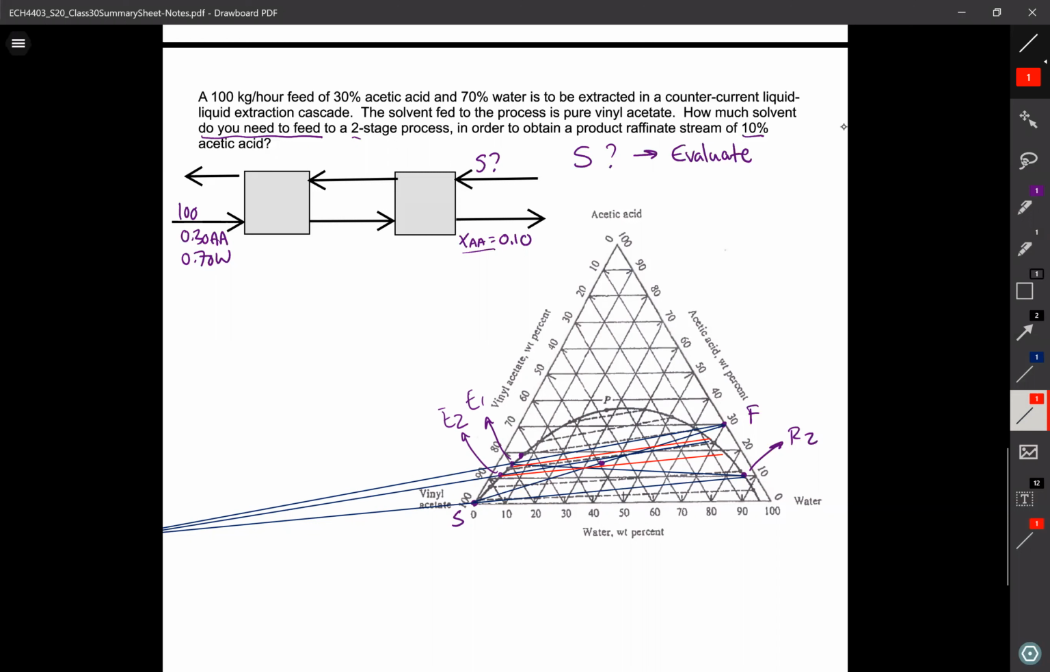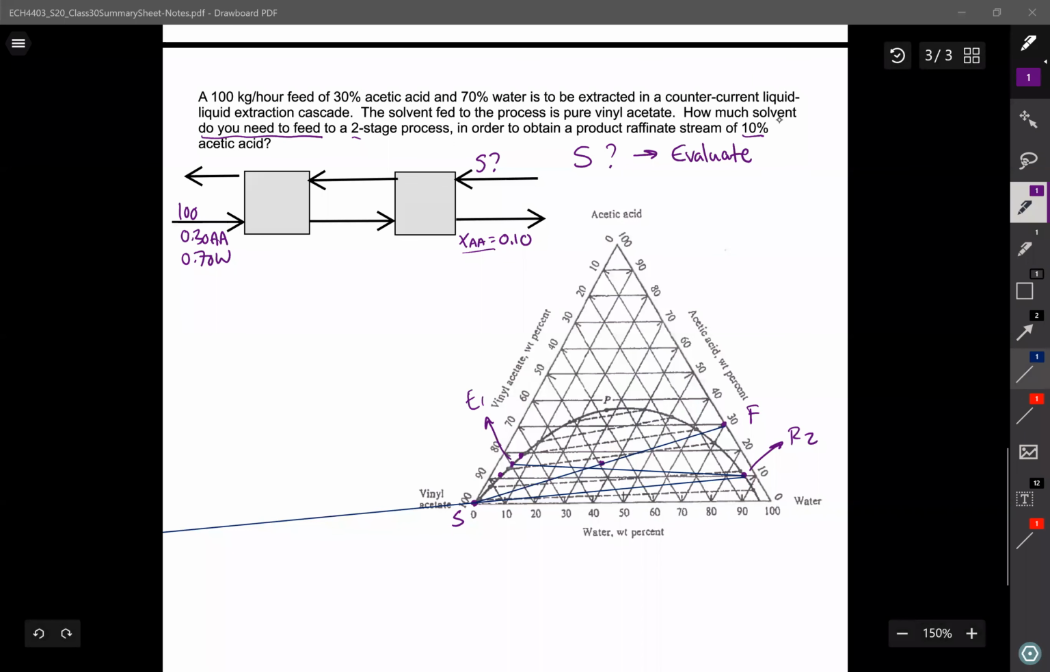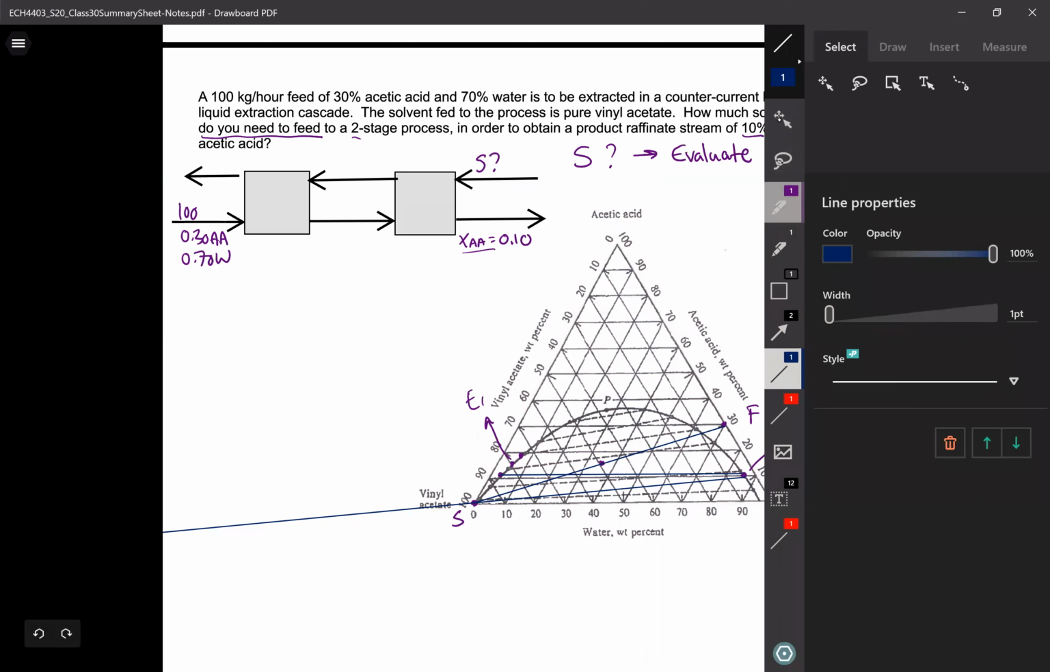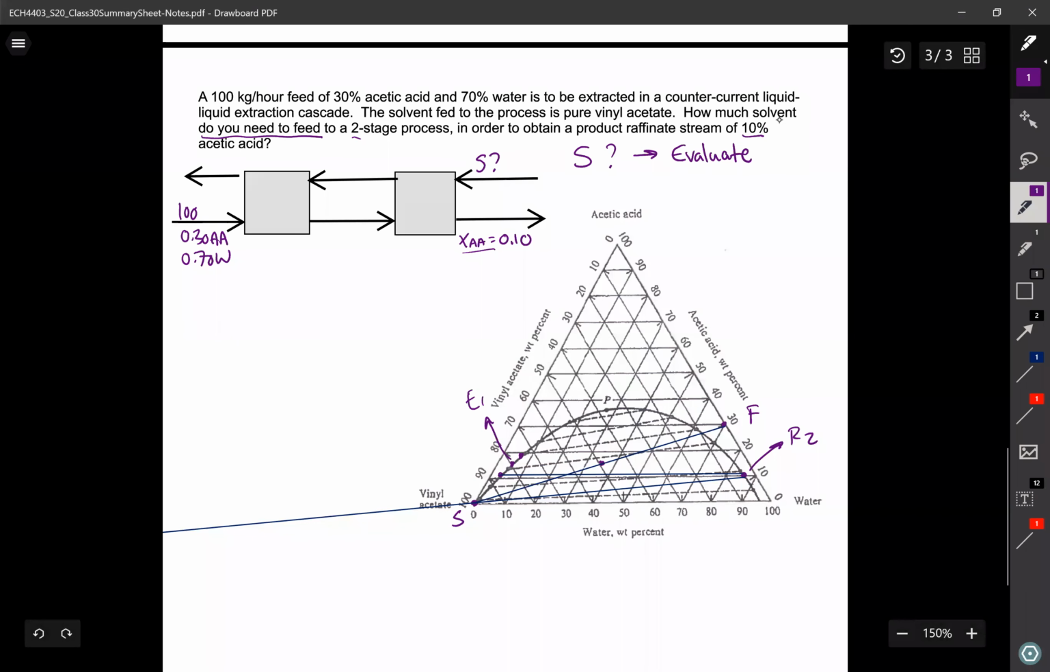I need to keep going with guesses. So that's okay. I'm going to pause again and try again. And this time, let's try something a little flatter. I'm going to draw it to where E2 was last time. And I need to make sure that I erase my last line so I don't get confused, and also erase my old extract points.